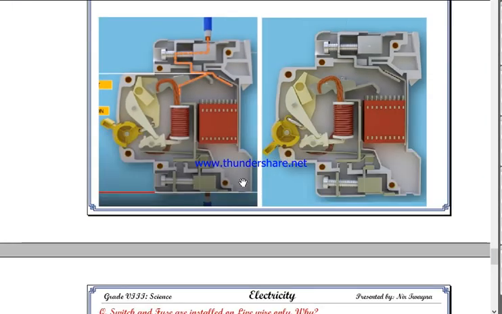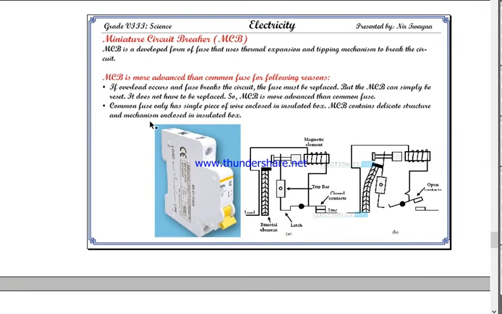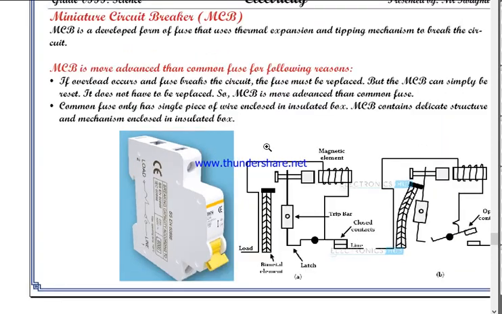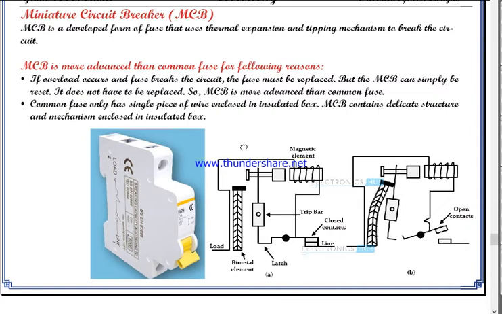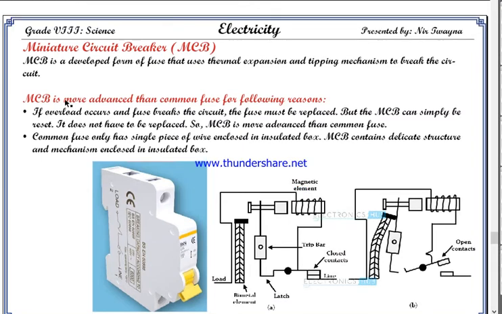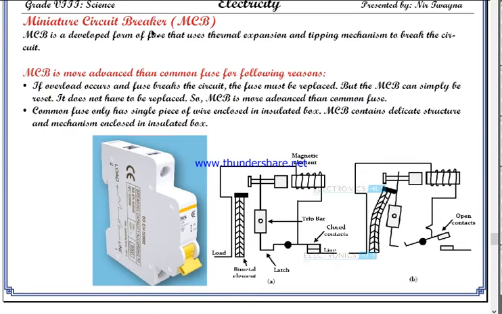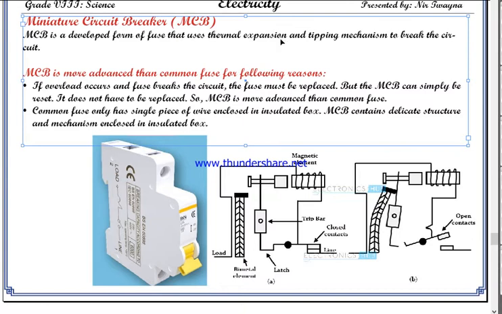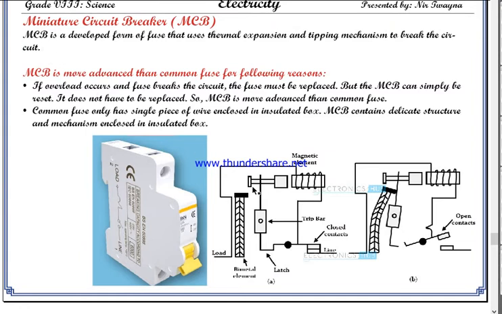So MCB works by using the principle of thermal expansion. MCB works by using the principle of expansion due to heat, that is also known as thermal expansion. Okay, you need to know only that much. Let us see. Miniature circuit breaker, MCB, is a developed form of fuse that uses thermal expansion and tipping mechanism to break the circuit. You understand the tipping mechanism?